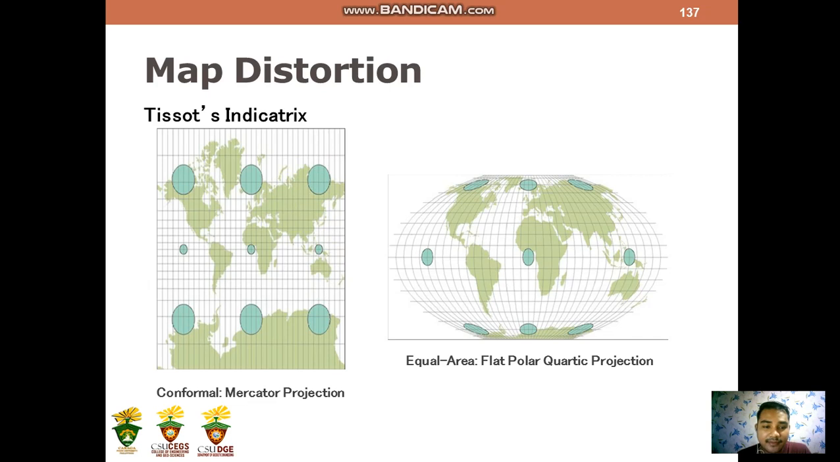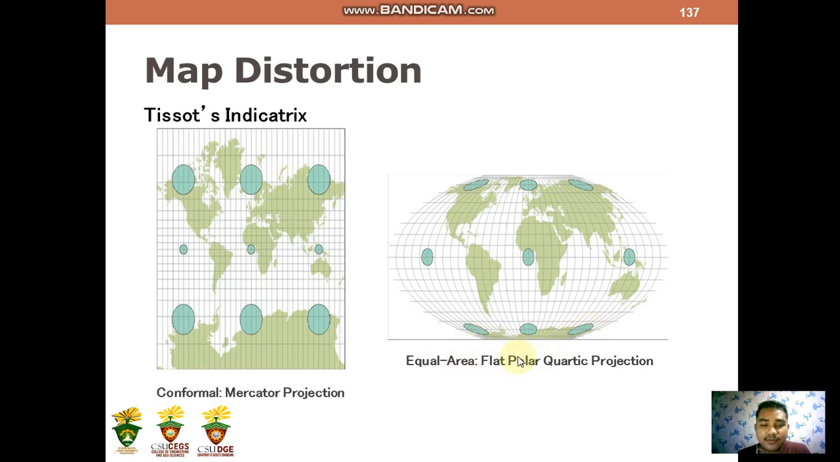So it changes, which means distortion happens. Our circle should be the same everywhere, but when we move it to the upper or lower part, it becomes bigger or becomes an ellipse. So that's the main purpose of the Tissot's indicatrix, to show us that there is distortion when projecting a map.